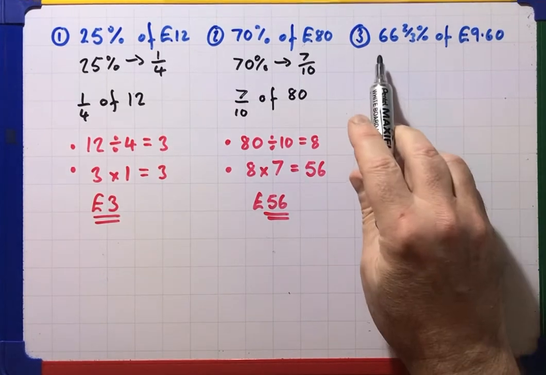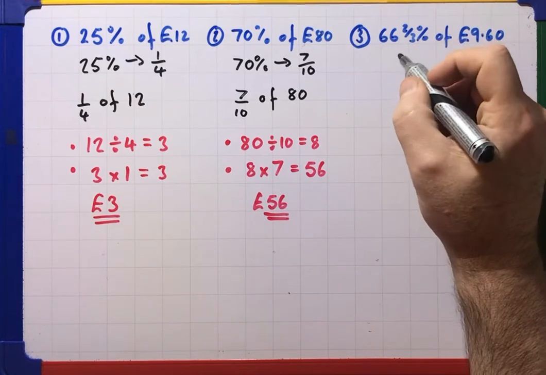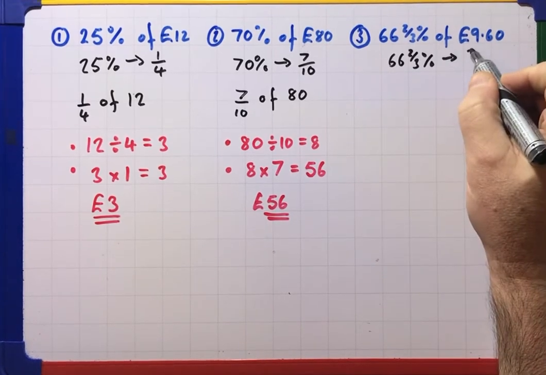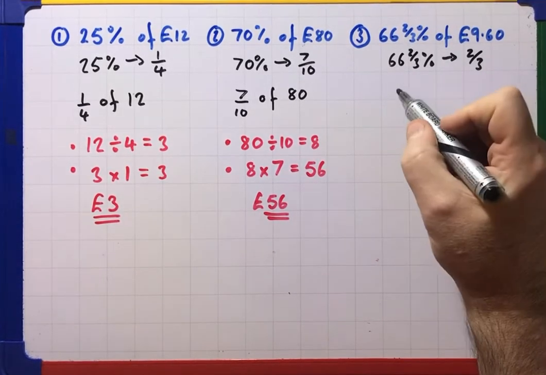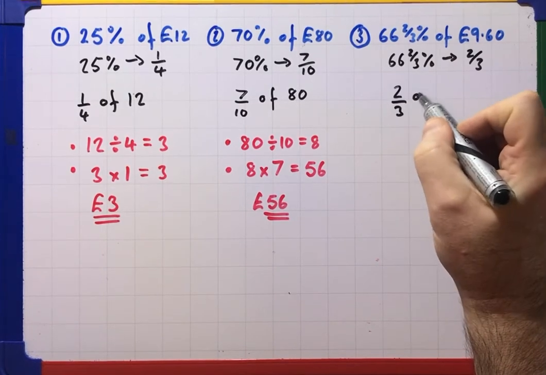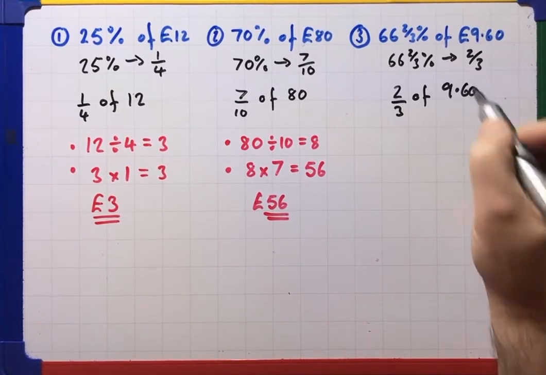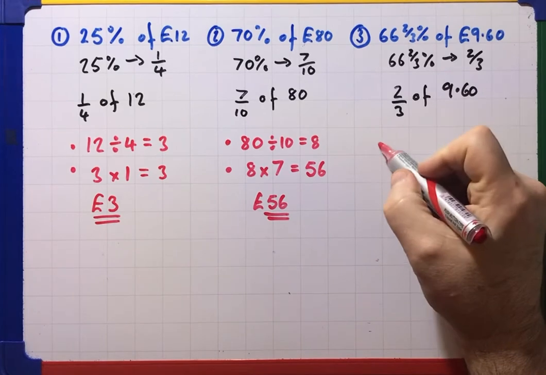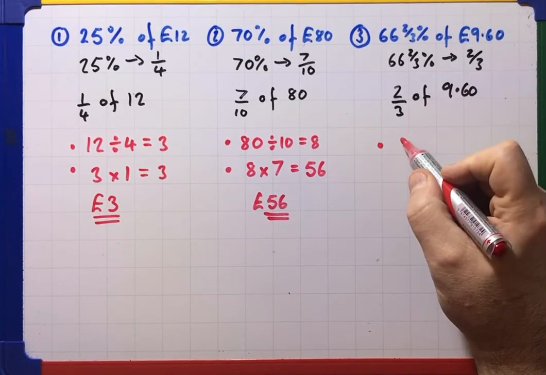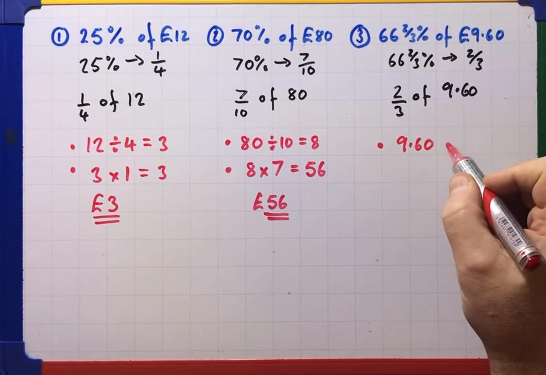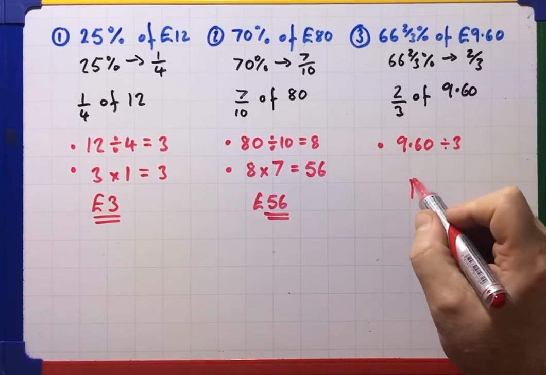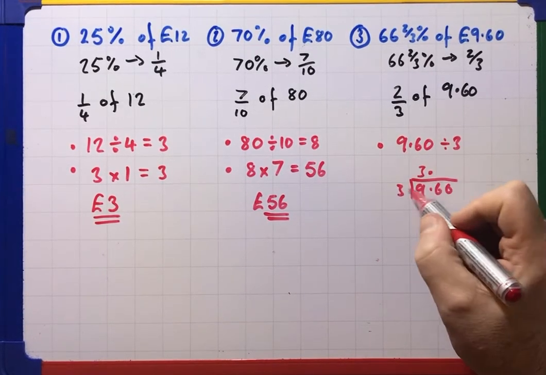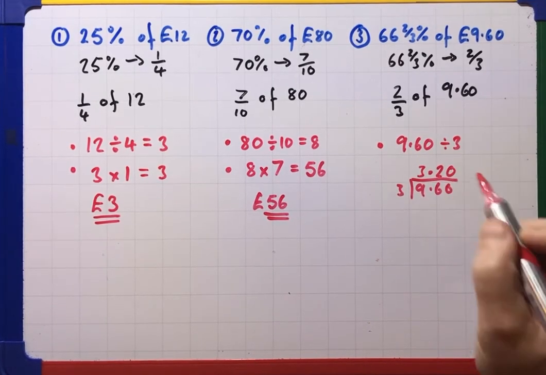Next one, look, 66 2/3%. If you look at your list, that is the same as 2/3. So what I really want is 2/3 of £9.60. Now it's a little trickier, this one. So when I'm working it out, I've got £9.60. I want to divide that by 3. Remember, I can always do a little sum like this. 3 into 9 goes 3 times. 3 into 6 goes twice. 3 into 0 is 0.